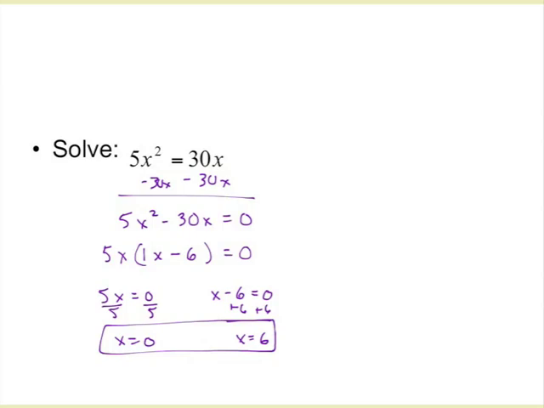And just like with linear equations, you can always check your answer by plugging it back in. So you could take x equals 0 and plug it back into the original equation and say, does that work? Do I get something true? If I plug it in, I get 0 equals 0. So that's good. If I take the 6 and plug it back into the original equation, I get 180 equals 180. So that's a good thing. So you can always check your answers by taking them back to the beginning and plugging them in and make sure that it results in a true statement. Questions?